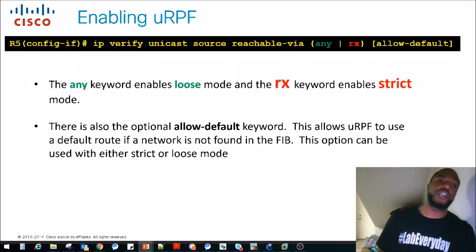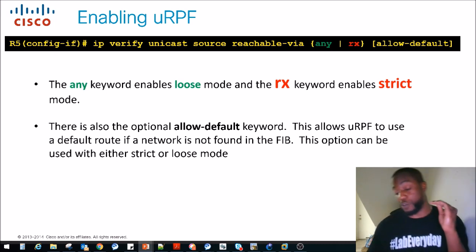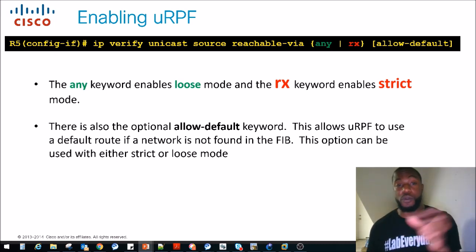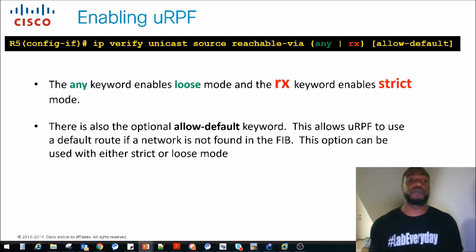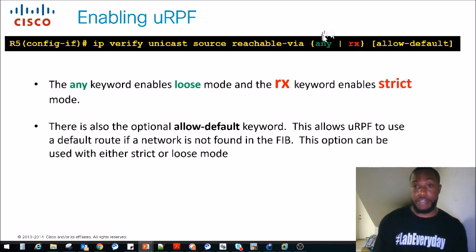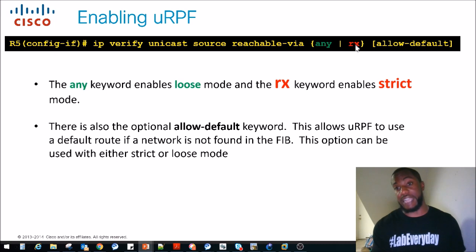How do we enable it? We go to the interface and type in ip verify unicast source. Remember, you can question mark through the exam. So if you do have a simulator that requires you to set this up, which I doubt you're going to have to configure, you can question mark your way through it. But if you do have a multiple choice, you do have to kind of remember how this is set up. So ip verify unicast source reachable-via, and now these are the 2 different modes, right? Any for loose, RX for strict.